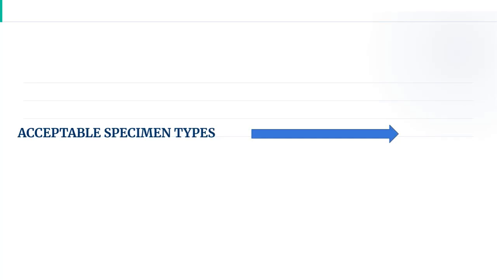Now, let's look at the types of specimens that are acceptable for this process. Knowing which samples work best is crucial.